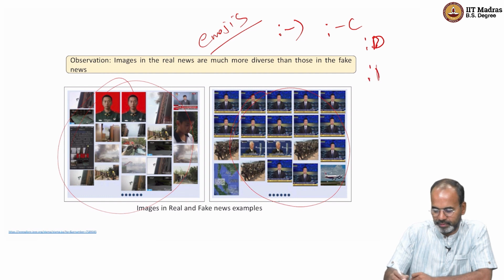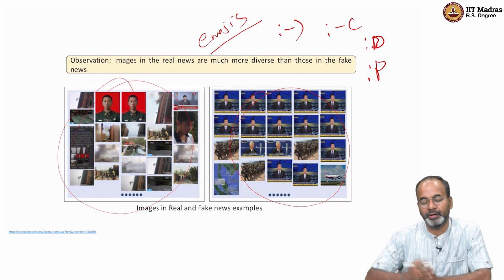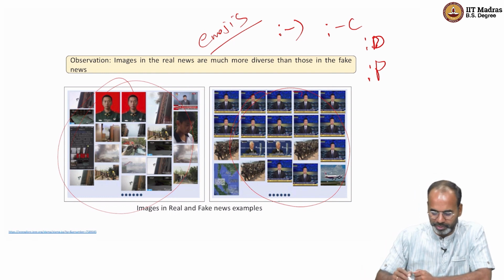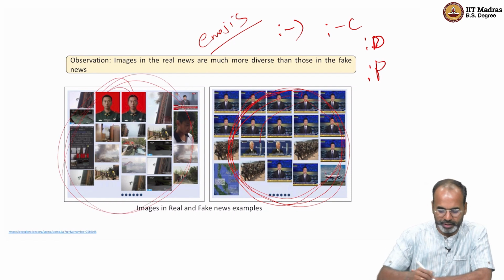All of this is not going to show up on a real post, real content. This will show up on real content, I'm just saying it will not show up on fake content. They showed it through images. Image variety is very small in fake versus in real.